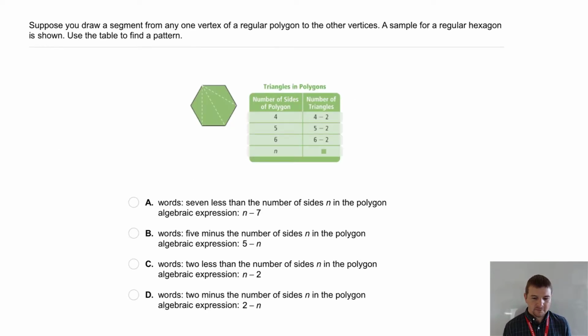Your turn. Suppose you draw a segment from any one vertex of a regular polygon to the other vertices. So remember, a vertex is a corner point in a polygon, and we can see a diagram below. A sample for a regular hexagon is shown. Use the table to find a pattern.